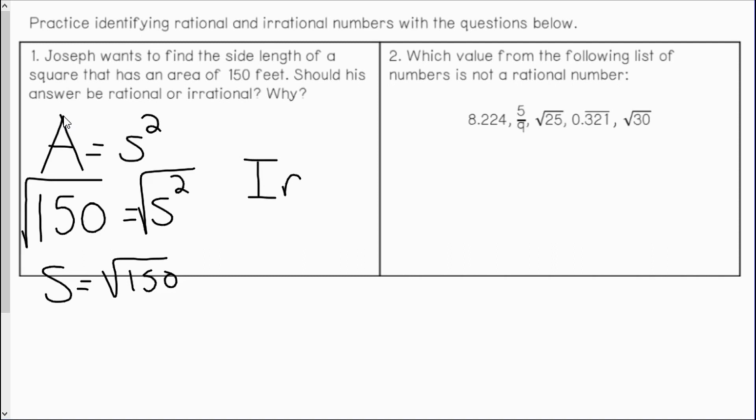Number 2, which value from the following list of numbers is not a rational number? So remember, a rational number is a number that will terminate or repeat. An irrational number is a number that does not terminate or repeat. So looking at my set of numbers, the only number that will not repeat is the square root of 30, because that is a non-perfect square and non-perfect squares go on forever.